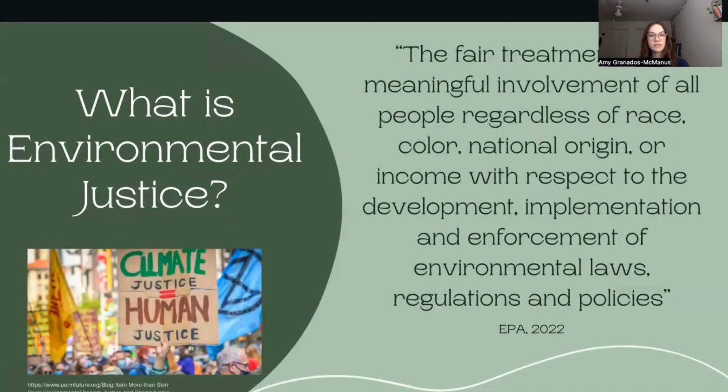So environmental justice has been defined by the EPA as the fair treatment and meaningful involvement of all people, regardless of race, color, national origin, or income, with respect to the development, implementation, and enforcement of environmental laws, regulations, and policies. Now, in the context of this definition, fair treatment refers to no group of people having to bear a disproportionate share of the negative consequences that come from climate change. Communities that do face disproportionate effects often have less political power, resources, and access to information, which only makes them more vulnerable to environmental hazards.